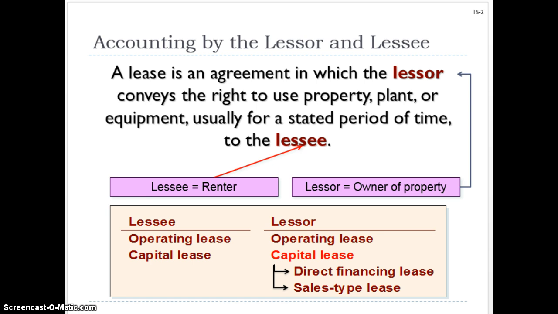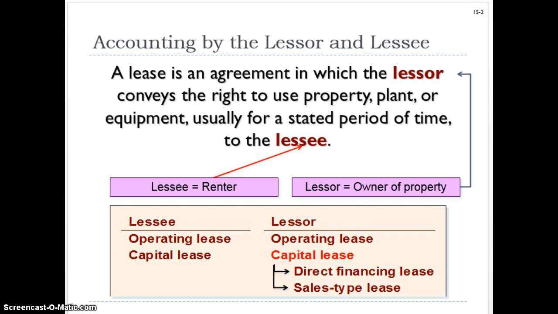The primary difference between an operating lease and a capital lease is that a capital lease is treated more like a sale, with the ownership of the property being leased being somewhat transferred to the lessee. Whereas with an operating lease, the lease is purely for borrowing, if you will.